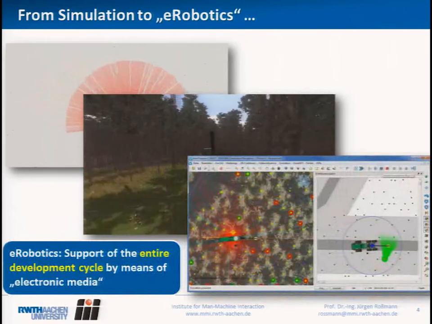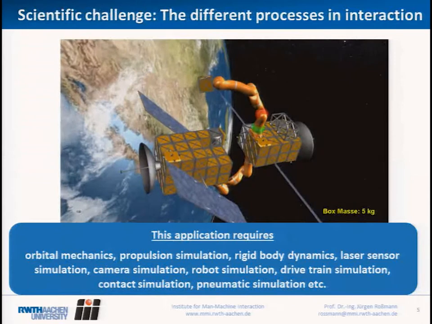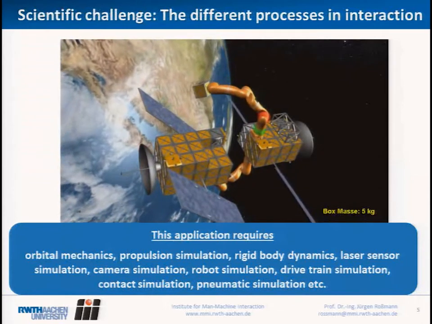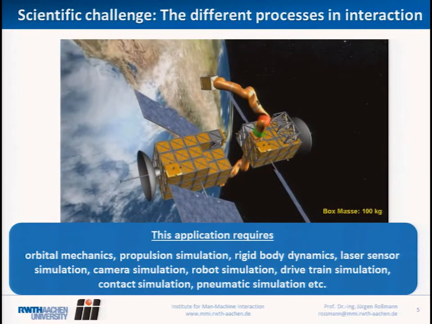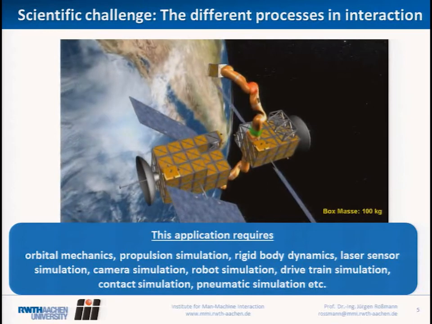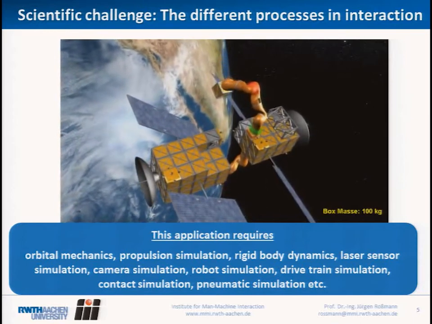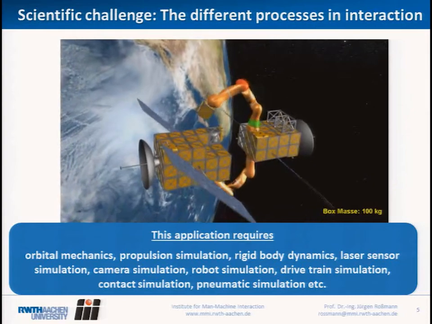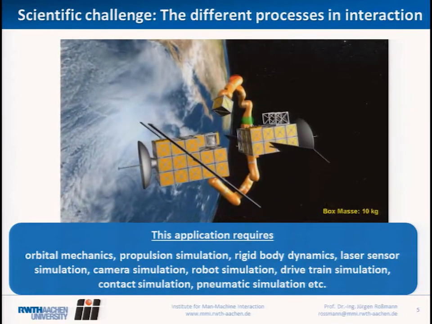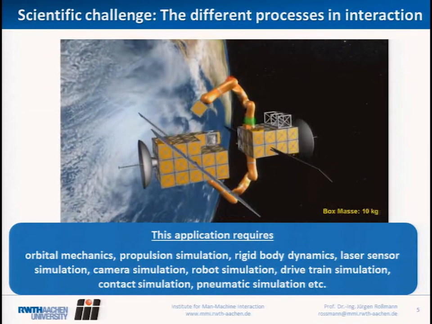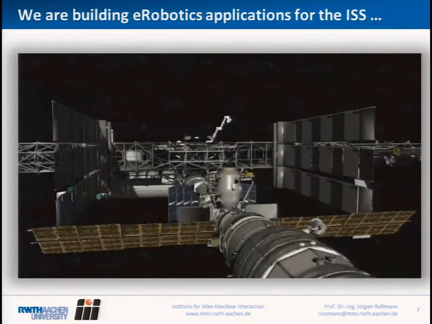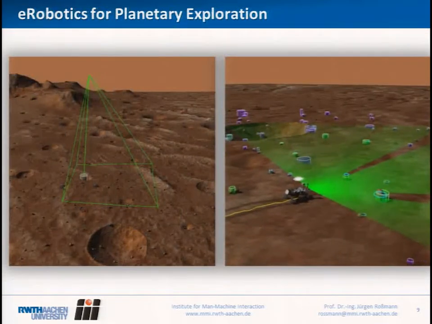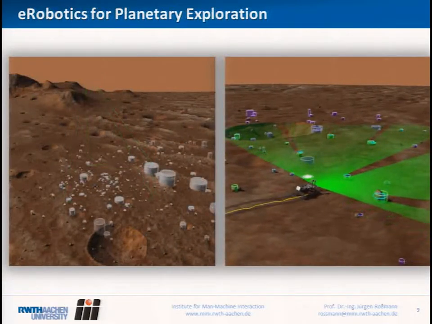with an e-robotics application. So far, the major scientific challenges are in the combination of the various processes. For example, for such an application, you need to deal with orbital mechanics, propulsion simulation, the different sensors, drivetrain simulation, and so on. So to do this under one software framework is a major scientific challenge. So far, we're doing it for the International Space Station, for example. Robotics on the International Space Station can be dealt with. We're doing it for planetary exploration, so this framework is already in place and works quite well.